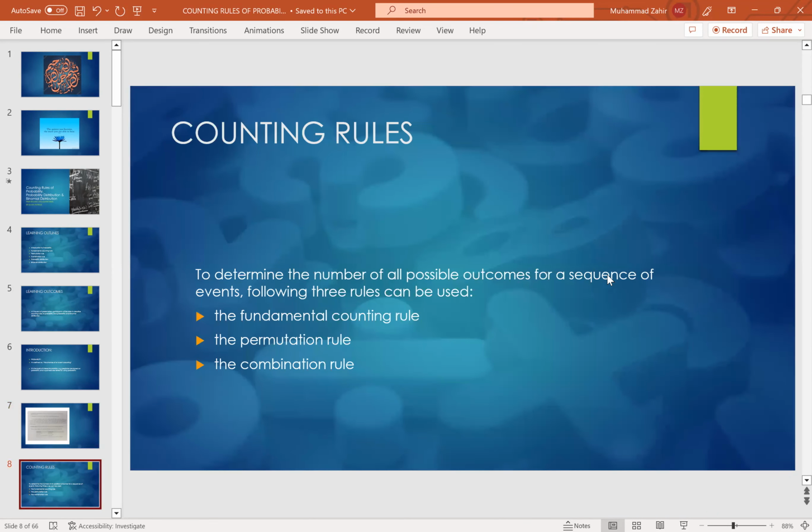Counting rules. To determine the number of all possible outcomes for a sequence of events, these rules can be used: the fundamental counting rule, the permutation rule, or the combination rule.